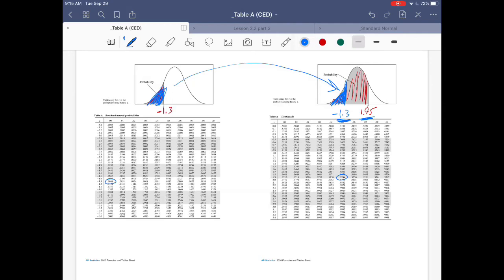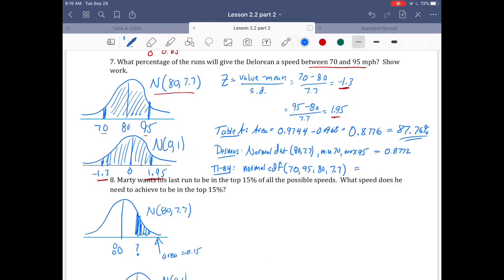Okay, so that's why to calculate the area between these two guys, you're actually going to want to take this and subtract from it that to get 87.676% of the time.